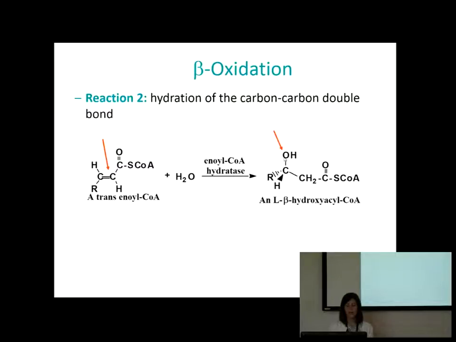What do you think is going to happen next? You guys know. What's going to happen next? You have an OH here. Beta oxidation. Beta carbon. We're going to oxidize this OH to what? Yeah, to a carbonyl.